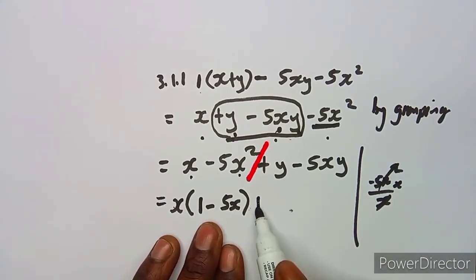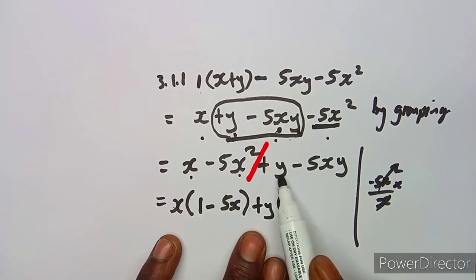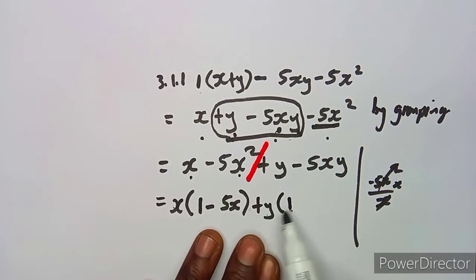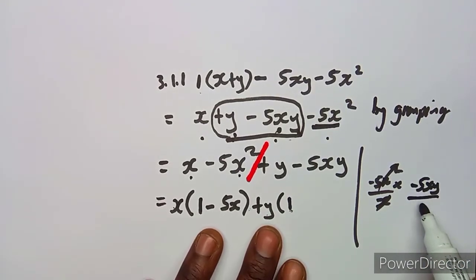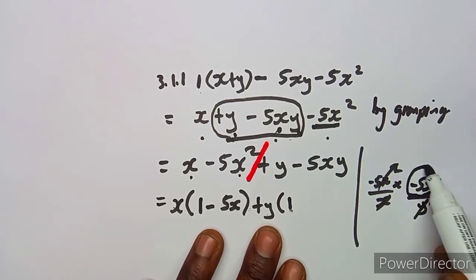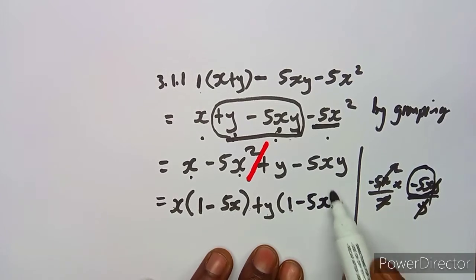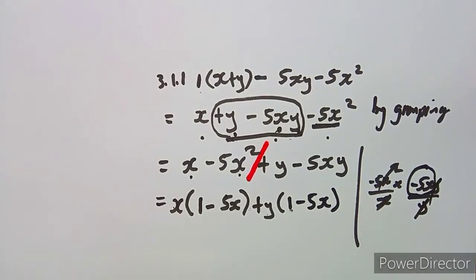So this is going to be plus y here. So plus y divided by plus y is going to be 1, minus 5xy divided by y like this. As you can see, y and y is going to cancel. You remain with minus 5x. So this is the idea of factorization.